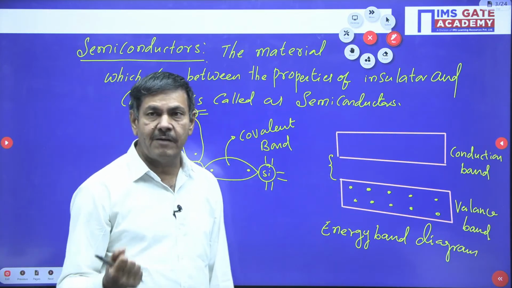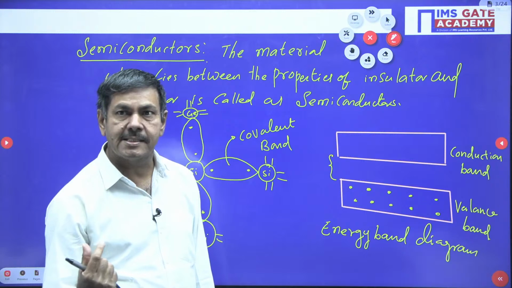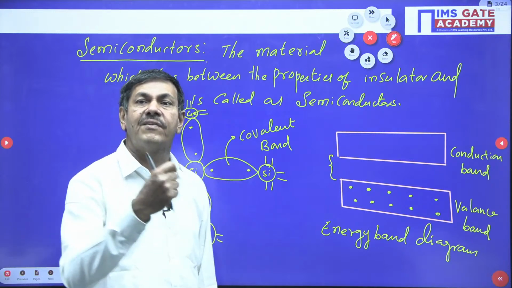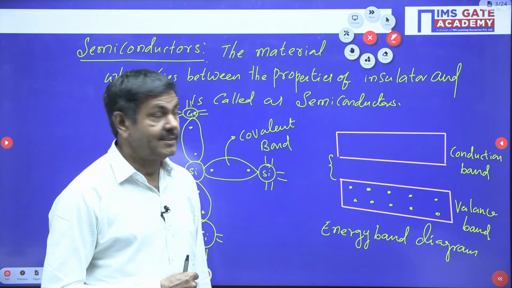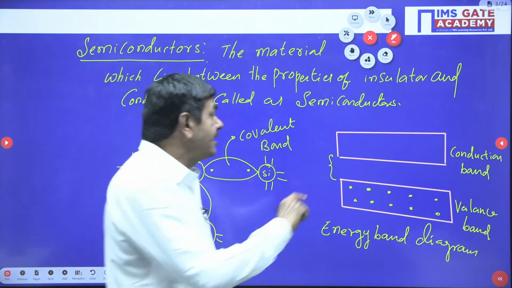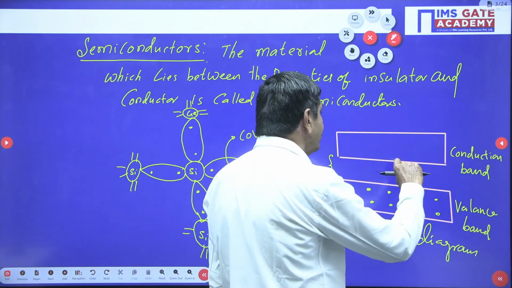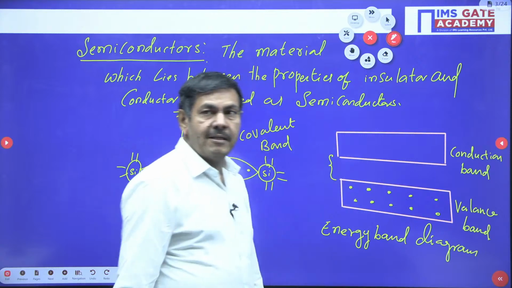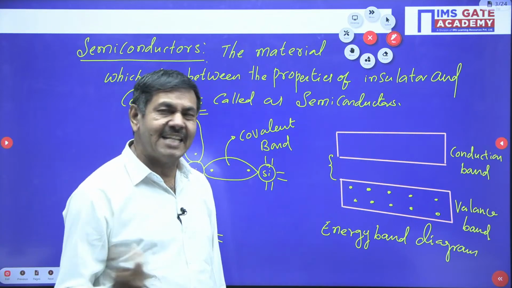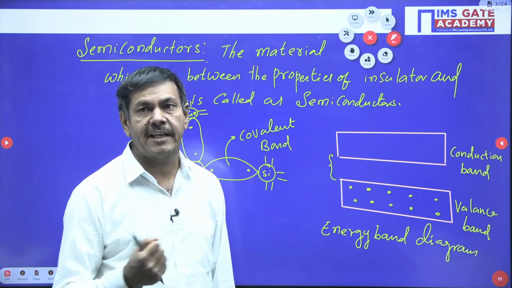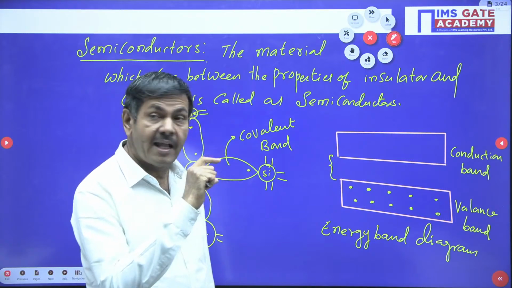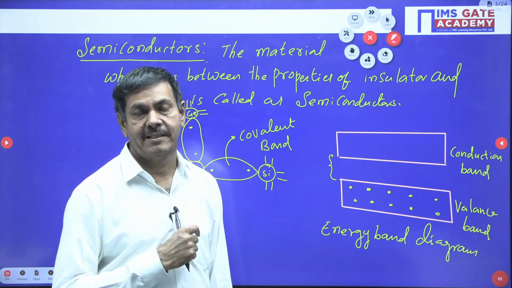If the force of attraction between the nucleus and the valence electrons is very strong, then the energy band gap will be as wide as possible. If the force of attraction is less, the gap will be reduced.